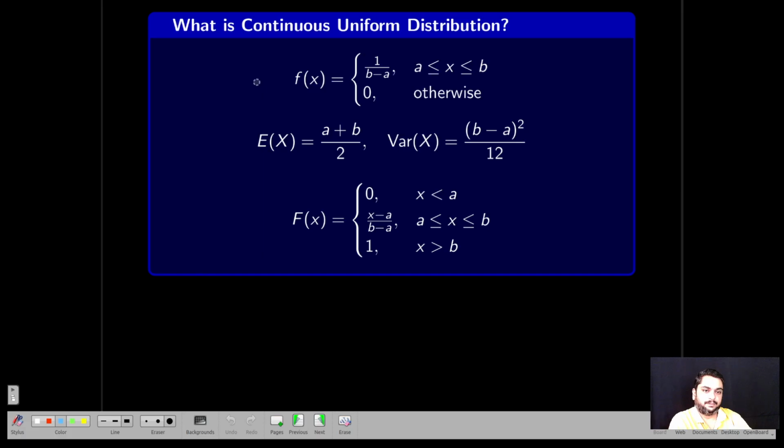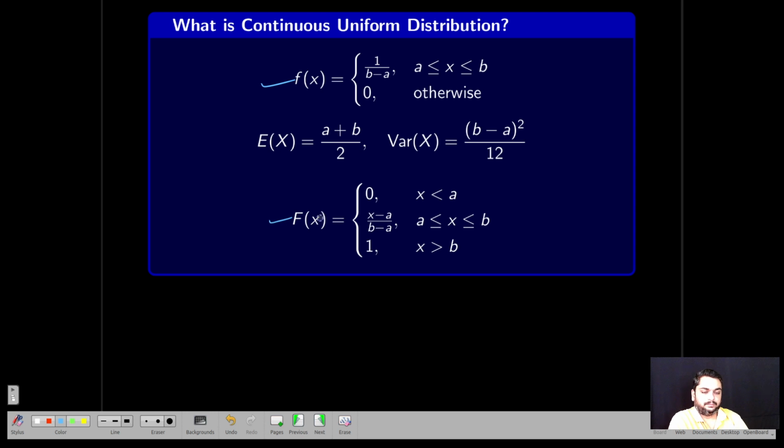How will you define it? The PDF is defined as 1 divided by b minus a in the interval a to b. The expected value remains the same, that is a plus b by 2. The variance also remains the same, only thing is we are not adding 1 here: b minus a whole square by 12. There is no concept of spacing here, the d value, because it's not discrete. So you will directly integrate here, no summation.